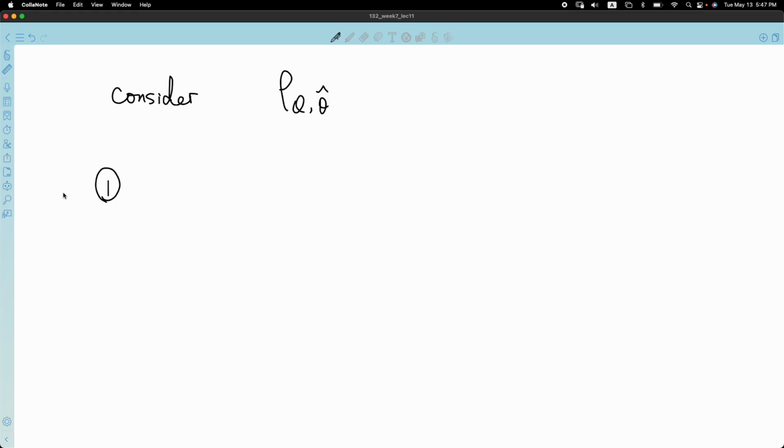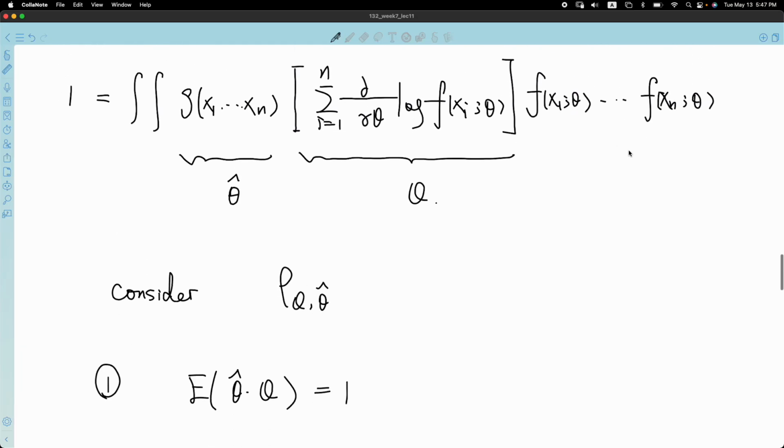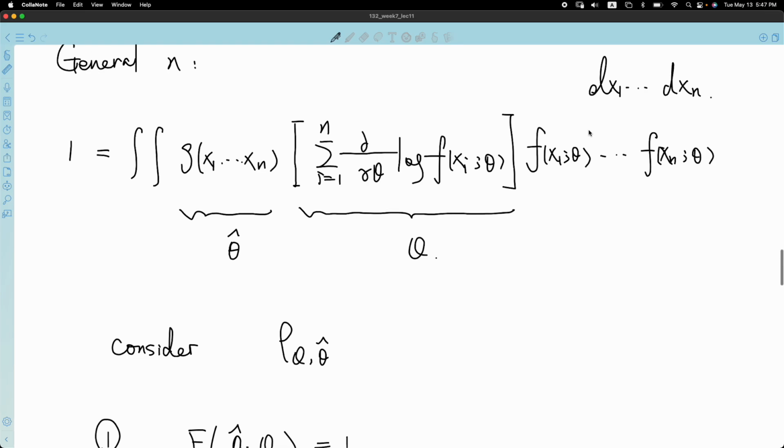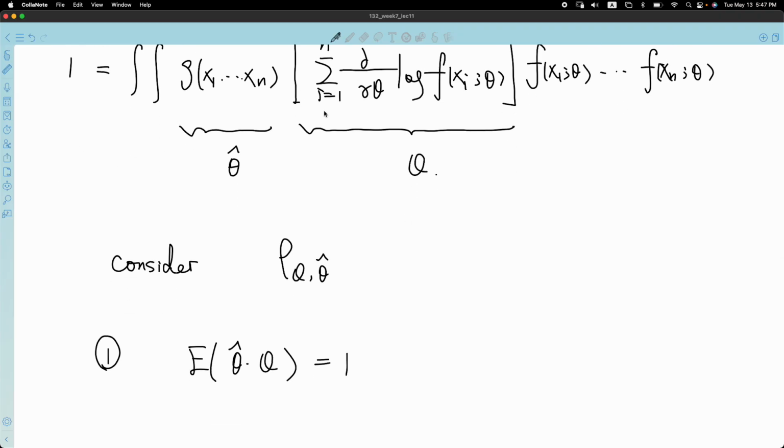First of all, what we derived on the top is that the expected value of theta hat multiplied by Q is equal to 1. So here you have the density function, this is your estimator, this is your Q. The expected theta hat times Q is equal to 1. This is the first piece of information that we have, and it is coming from this expression.